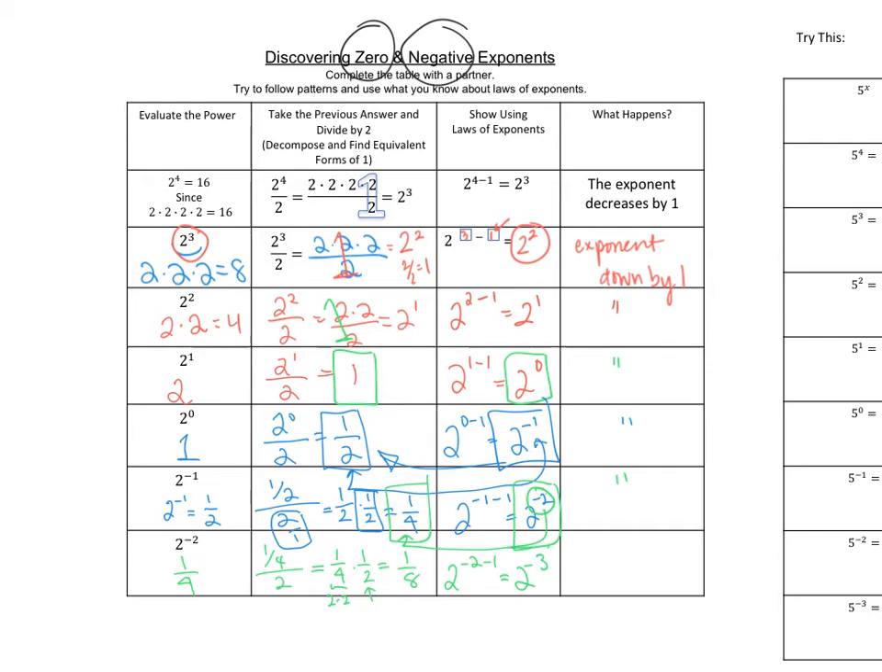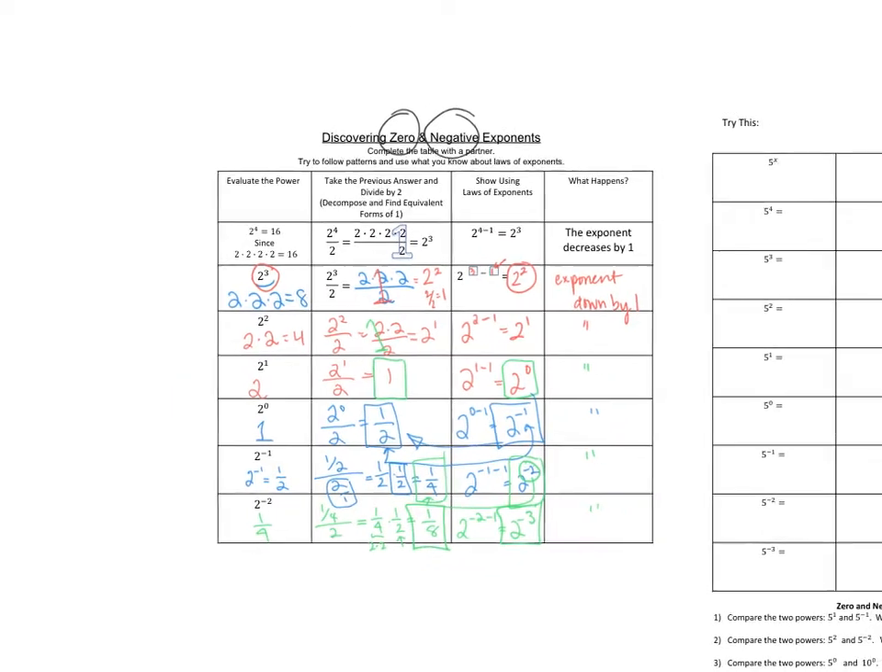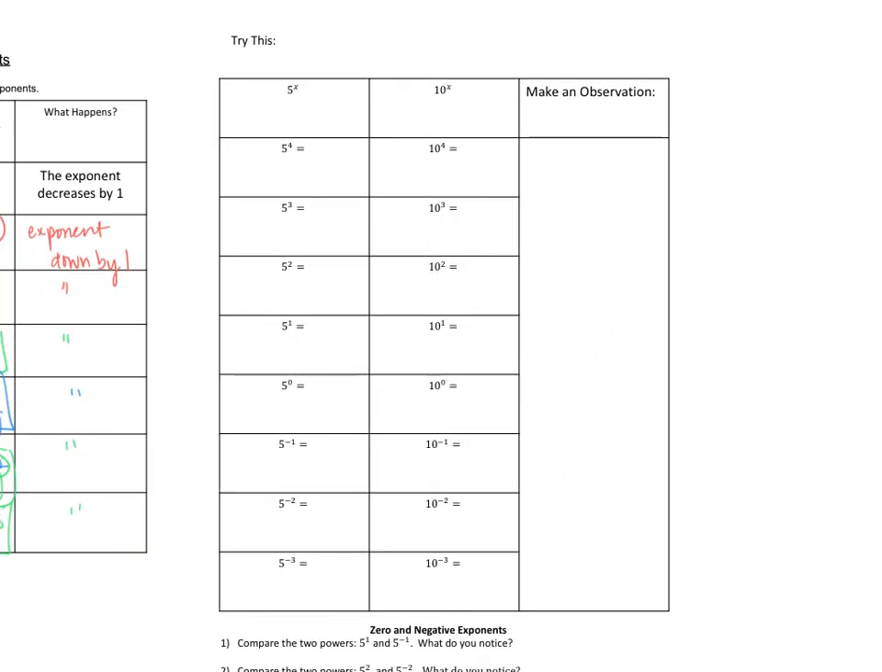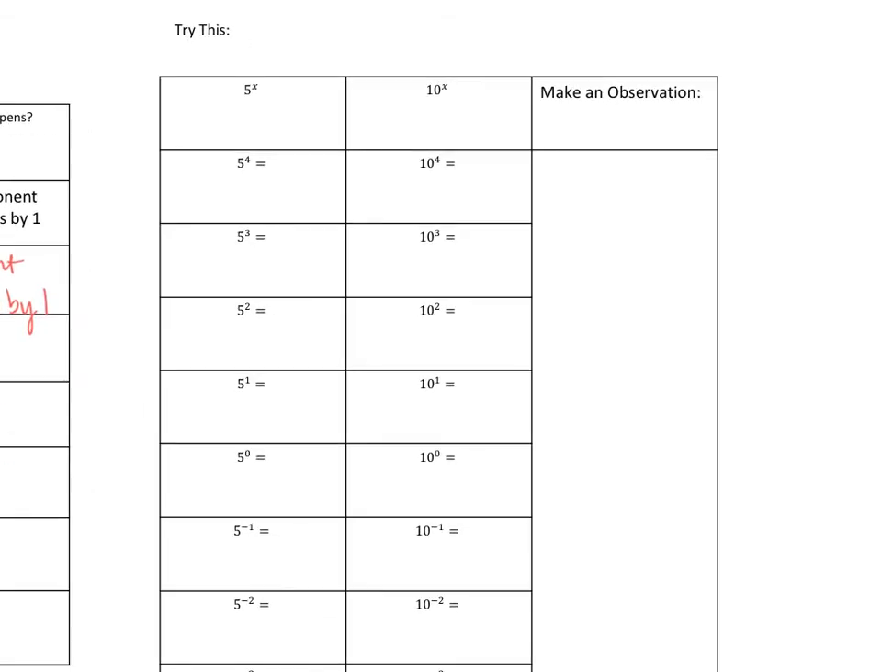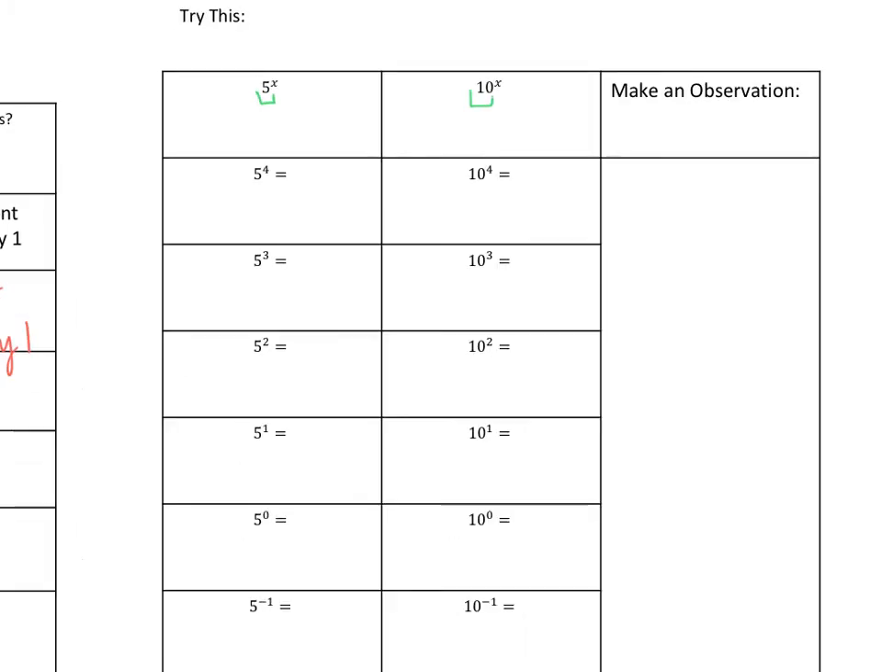So we can see that 2 to the negative 3 equals 1/8. And again, you keep seeing that our exponents are decreasing by 1. So we flip over to the next page. Again, you should pause and you should try this. We have a base of 5 to look at, and we also have a base of 10 to look at. So I'll give you a little bit of time.